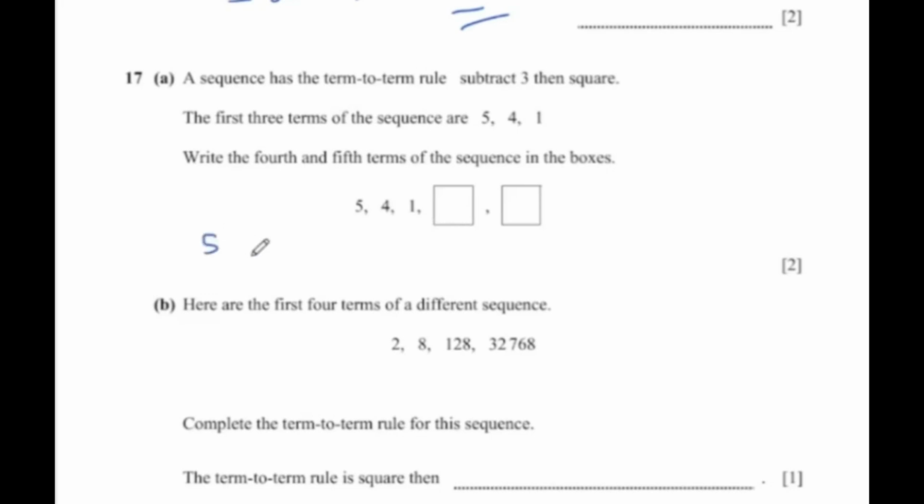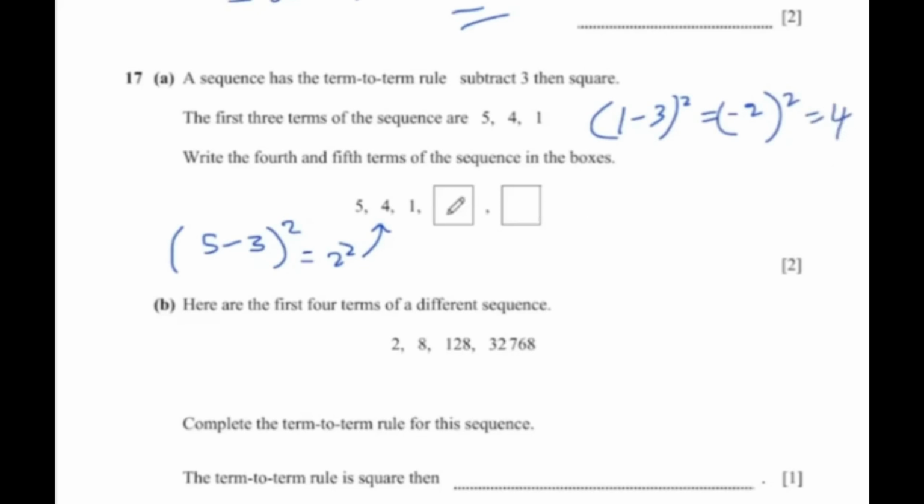Okay, 5: to get this, we do 5 minus 3, then we square that. That is the same thing as 2 squared. That's how 4 was got. So to get the next one, I will do 1 minus 3, squared. So this will give me minus 2. We'll square this and we're going to get 4. So that must be 4.